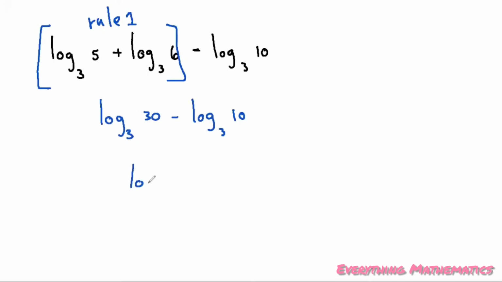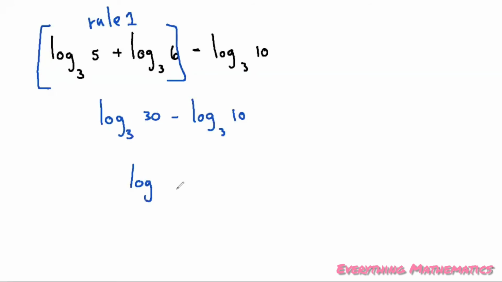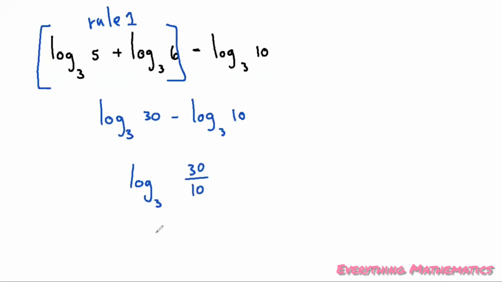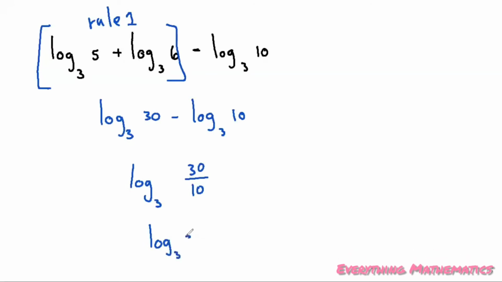So this will be log 3, the base remains the same, and now we have 30 divided by 10. Good. And this is consequently equal to log 3 of 3, which, believe it or not, is actually equal to 1.